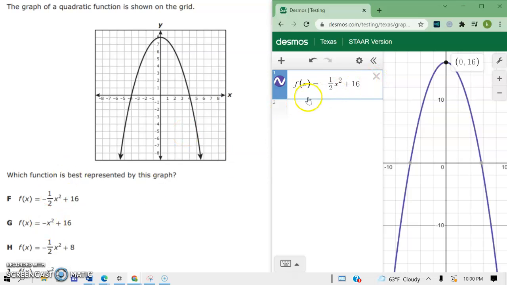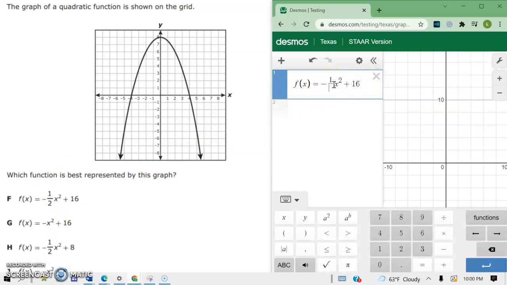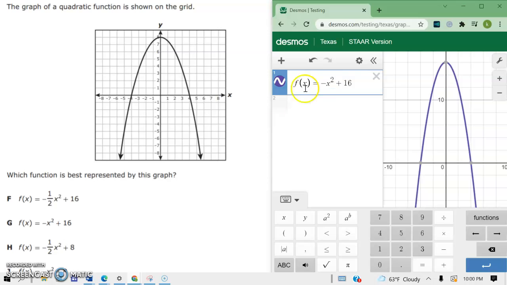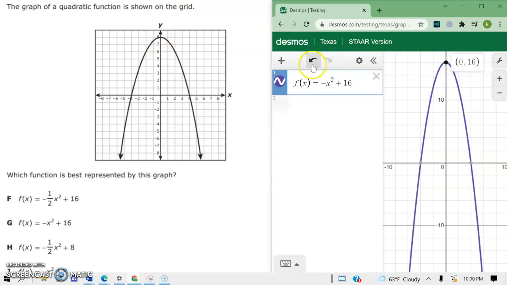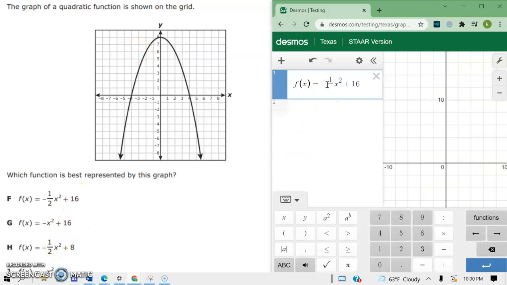Let's try the next one. This one, they're deleting the fraction, so it's just negative x squared plus 16. Again, let's just look at this number on top. This number at top is 16. It is not 8.